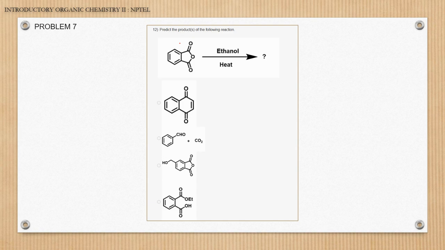In problem number 7, they are saying predict the products of the following reaction. So now you have to predict the product. What will be the product in this reaction? Ethanol and heat. Again, you have an alcohol as a nucleophile. Can anyone tell me quickly? It is a very simple question. What will be the possible answer to this question?